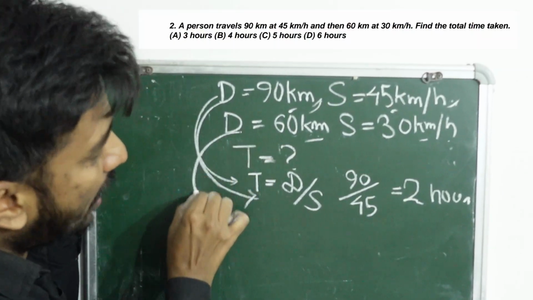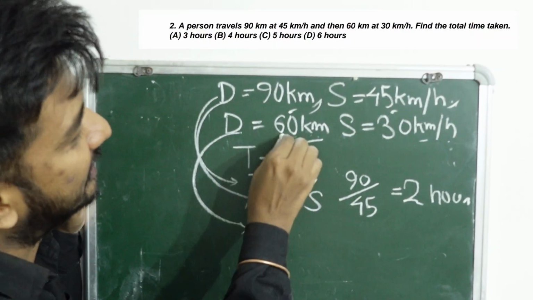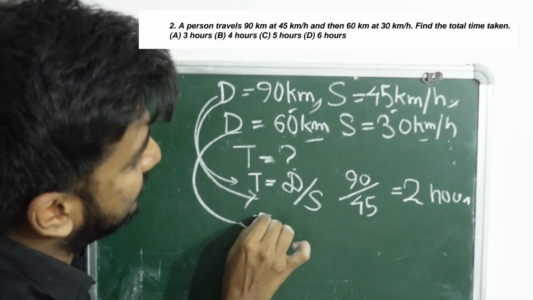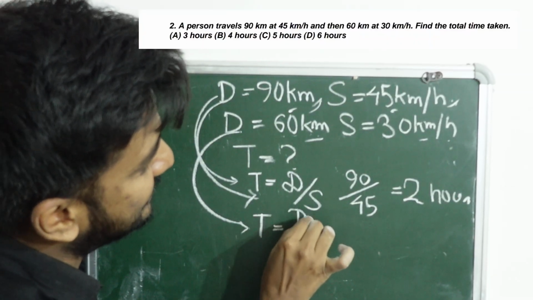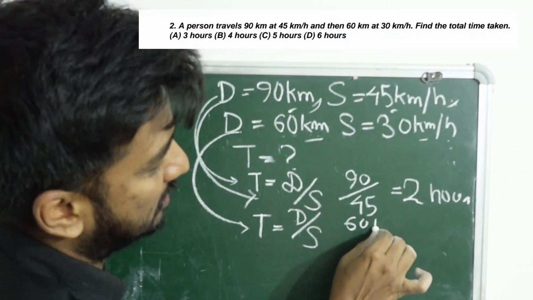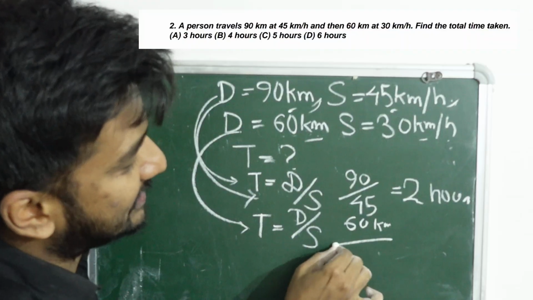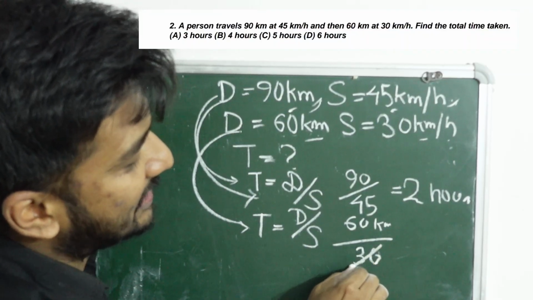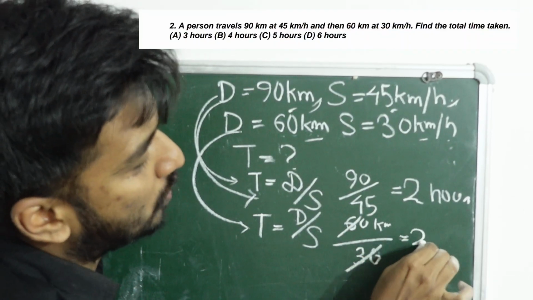Now in the second part, what is given? 60. Again, time equals distance divided by speed. What is the distance? 60 kilometers. What is the speed? 30. Again it is 2 hours.